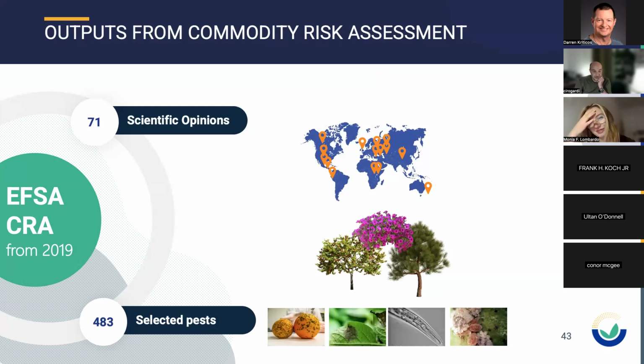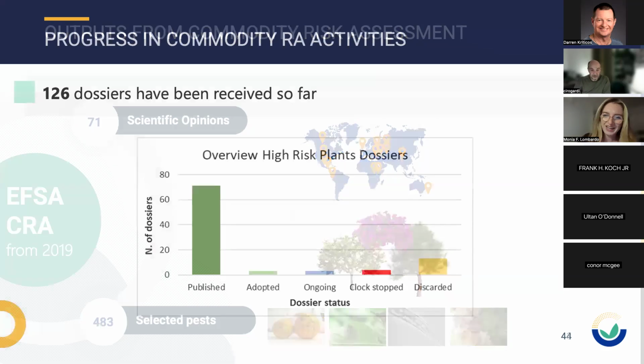And the number that you can see here is actually the 483 pests that have been selected and evaluated for their likelihood of entry in the EU country. Okay, so I ask you for the next slide.